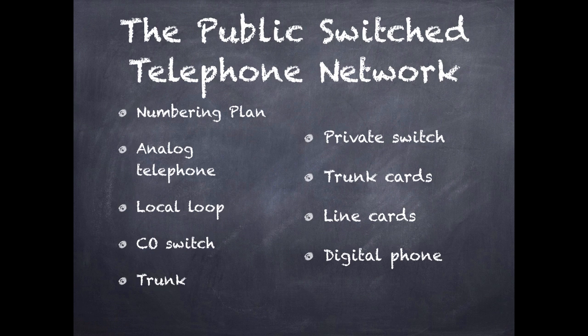We also have private switches, which we sometimes call a PBX. A private, or PBX would stand for private exchange, versus the CO, which is the central office exchange. So the private exchange is typically, I called it a phone company in a box. It's a phone company that a business may purchase, and they can run their own extensions and have their own phones. And so in this private switch, or PBX, you have two types of cards. You have trunk cards and line cards. And the trunk cards would connect to trunks like the T1. And line cards would connect to the local loop.